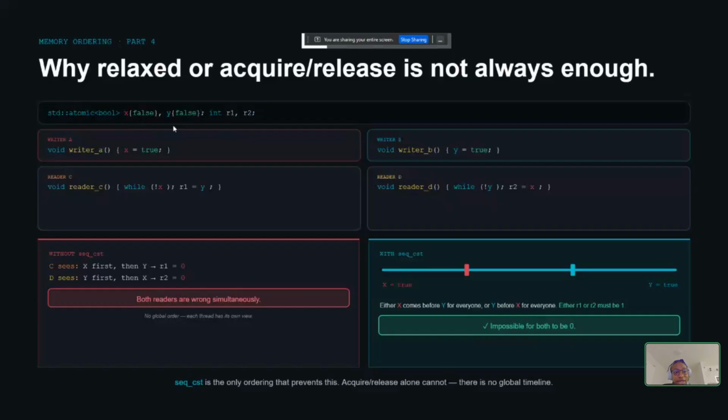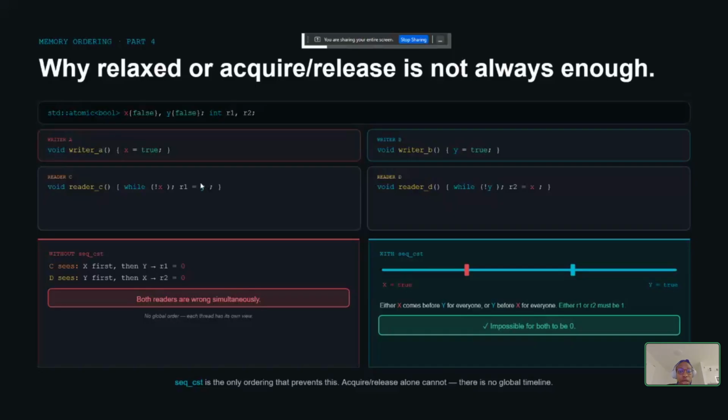And then you have 4 threads. The first thread is a writer thread, writing x equal to true. And then the second thread is writing y equal to true. And then the third thread is waiting to see x. Once it sees it as true, it will write r1 equal to y, which is 1.